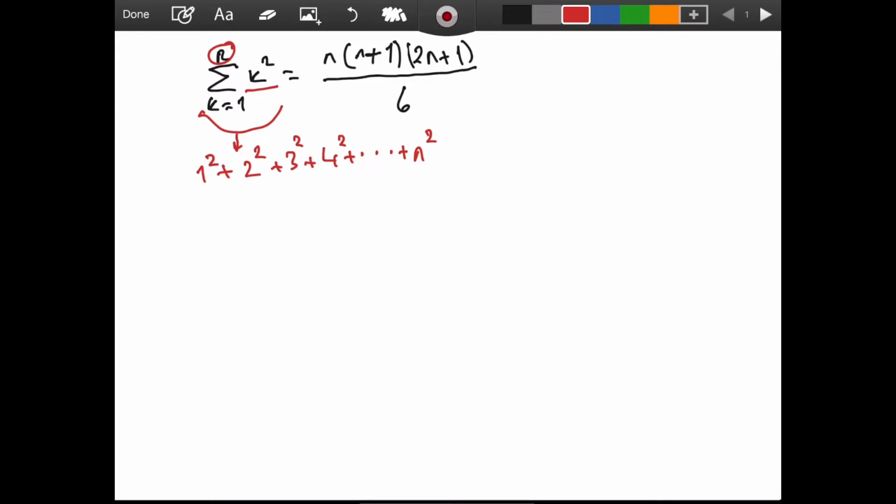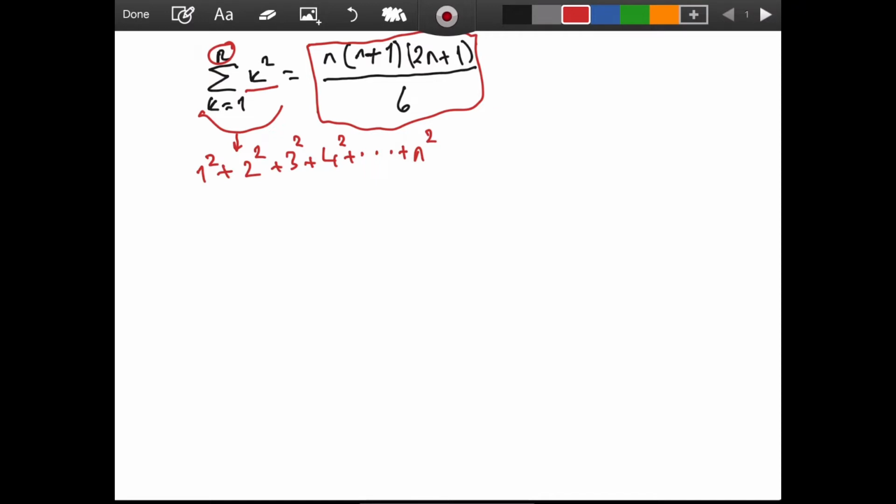And I am claiming that this sum can be represented like this. Now this is very neat and it would be very useful if it is true. So how can we go about proving this to be true, or we could even disprove it? But you will see that this is actually true.